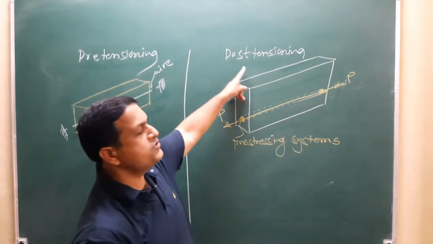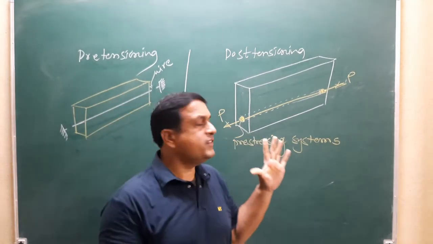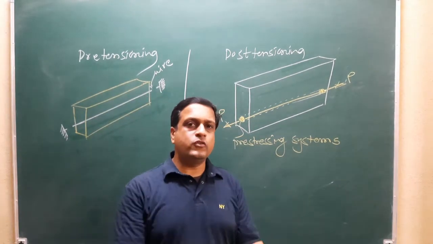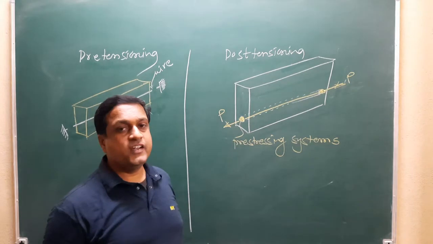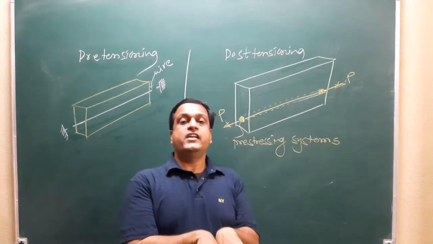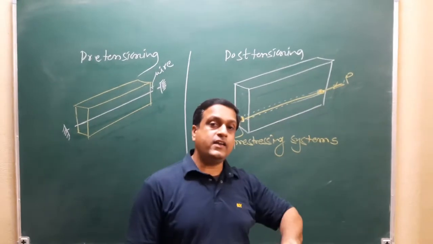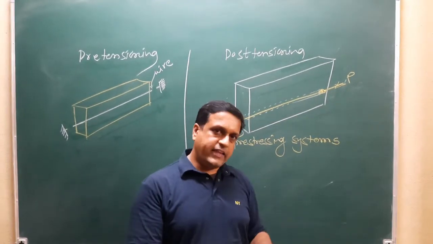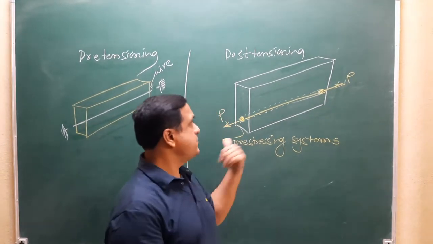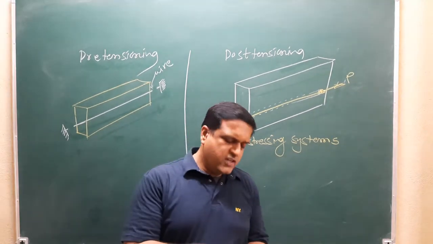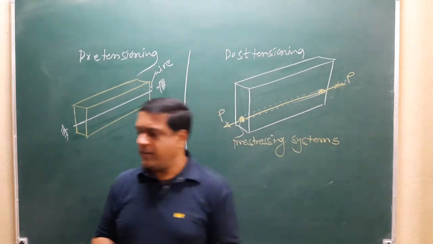Okay, so this is the post-tensioning, this is the pre-tensioning. The simple meaning is, in pre-tensioning the wire is already stretched and then you put the concrete. In post-tensioning, the concrete is ready first, and after that you insert the wire and then stretch it. So this is the difference between pre-tensioning and post-tensioning. Some pre-stressing systems are there.